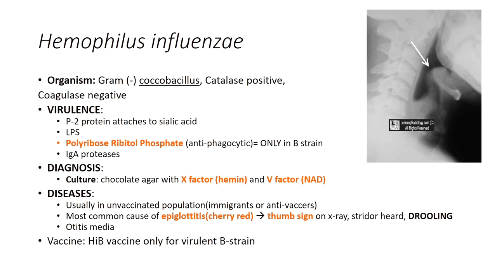As far as diseases that this causes, usually it occurs in an unvaccinated population like immigrants or anti-vaxxers. The B strain is the most common cause of epiglottitis, which is your cherry red epiglottis. It shows up as a thumb sign on x-ray, which you can see over there. It's just pretty much a swollen epiglottis. There are better pictures of the actual thumb and why we call it thumb sign on Google. I'm sure you can find it.